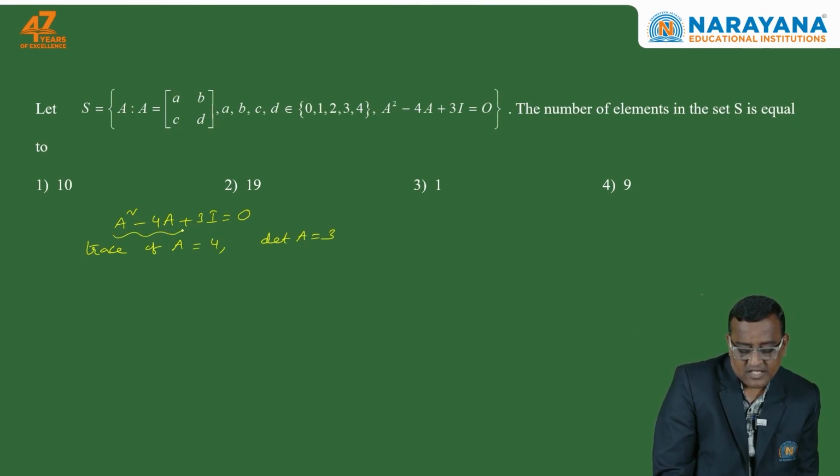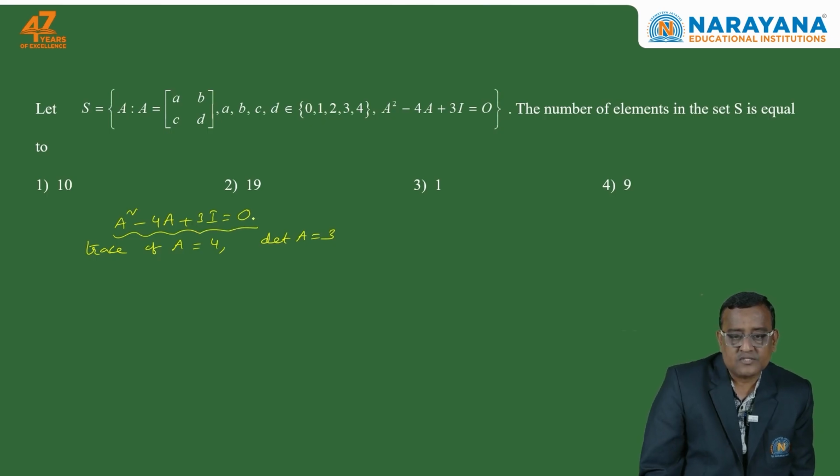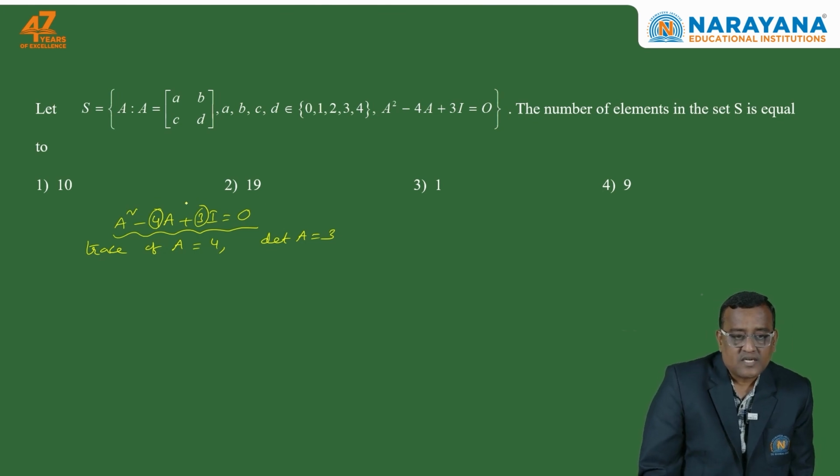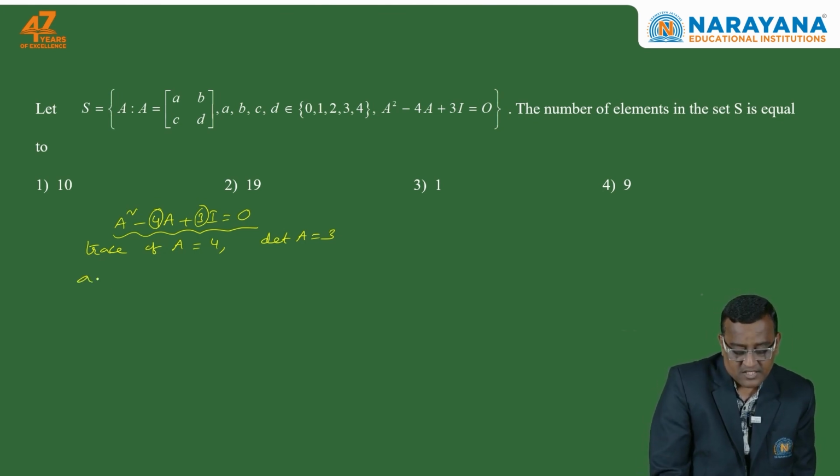This A squared minus 4A plus 3I equals 0 is the characteristic equation of A. So that's why this 4 is the trace of A and this 3 is the determinant of A. And we know the trace of A is a plus d, the sum of the elements in the principal diagonal, that is 4, and det A is ad minus bc, that is 3.